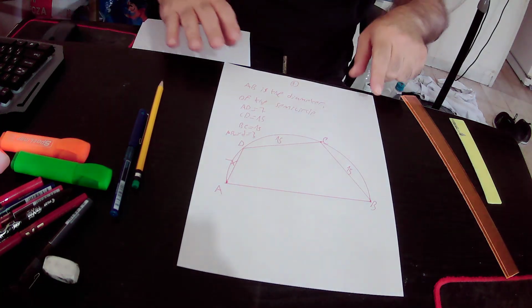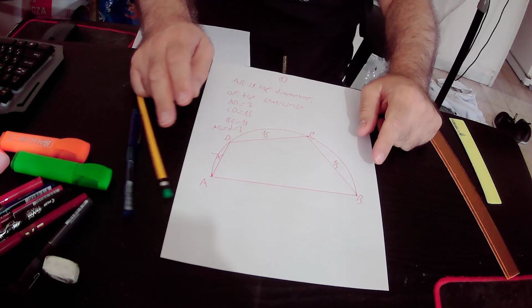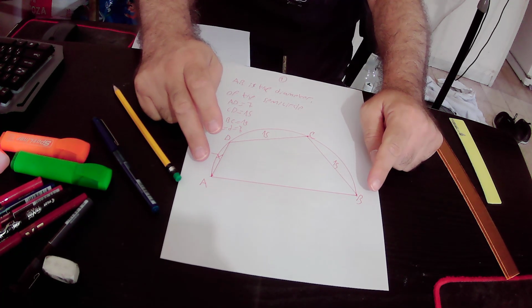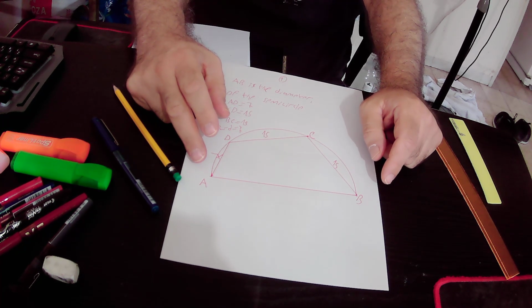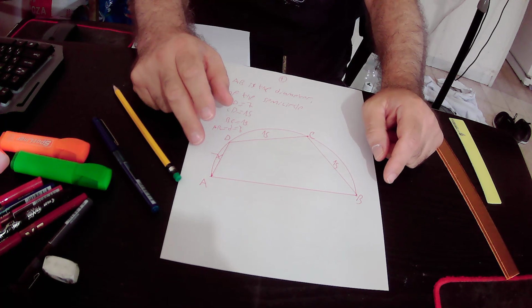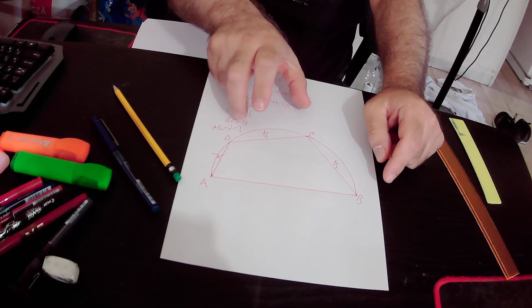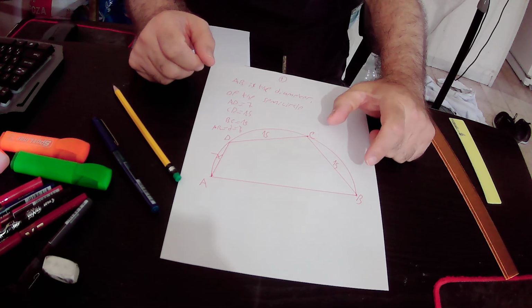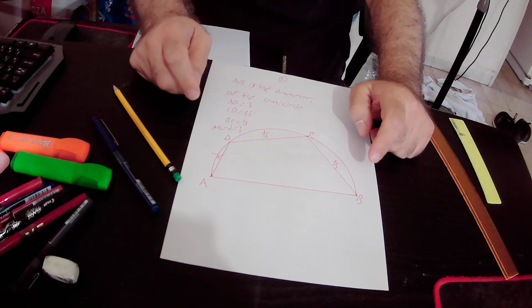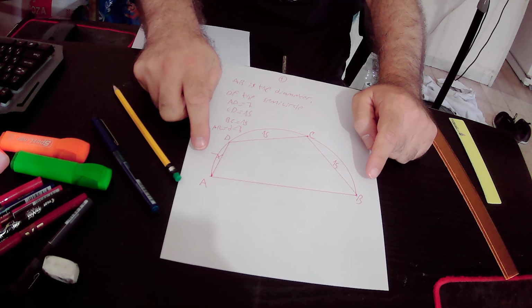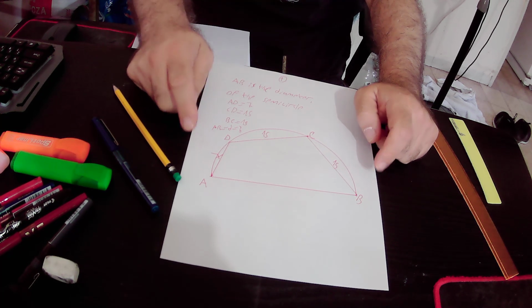Hello, in this lecture we will find out the diameter of the semicircle. In the drawing we have a semicircle. AB is the diameter of this semicircle, and we also know that AD equals 7 units, chord DC equals 15 units, and chord DB equals 15 units, and we want to find out the size of AB, that is the diameter of this semicircle.